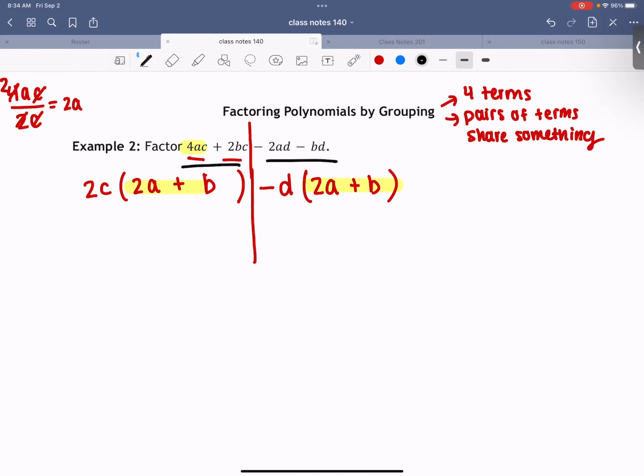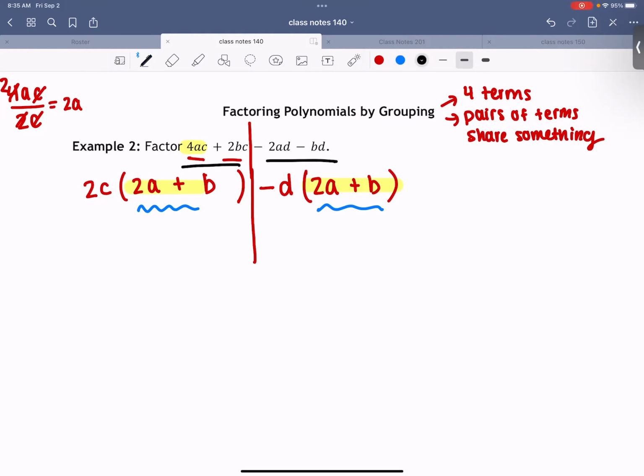Can someone remind me why I took a negative d instead of a positive d out of the second half? Riley? You want those to match. Yeah, the whole goal of this factoring by grouping technique is so that the 2a plus b matches on the left and the right. So everything in the parentheses should match together, and that's how you know you're on the right track.